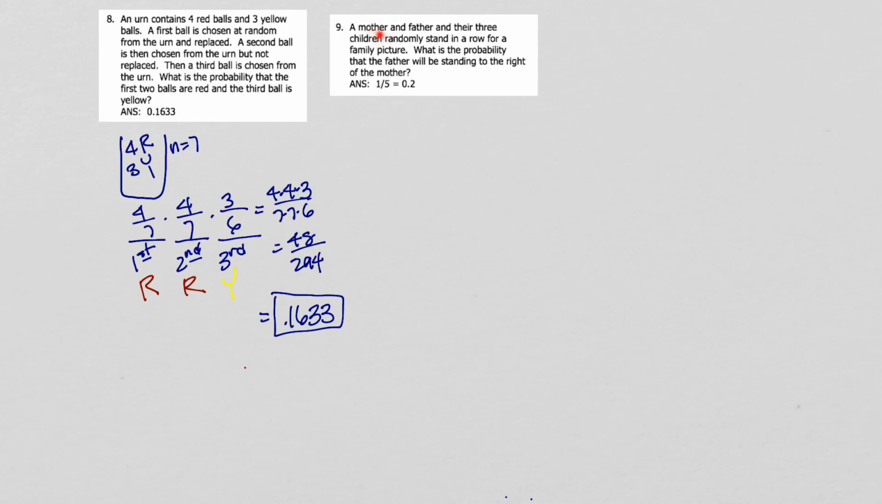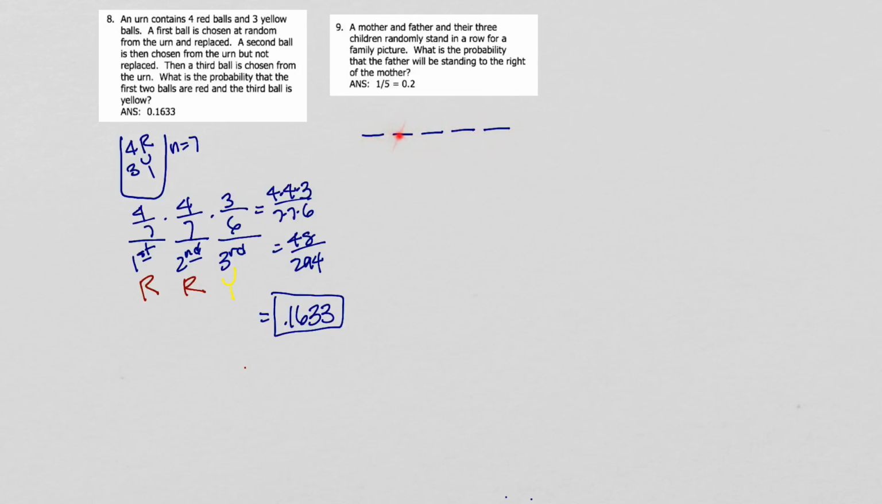Now, in 9, we have a mother and a father, and there are 3 kids, and they're randomly standing in a row for a photograph. What's the probability that the father will be standing to the right of the mother? So let's see how this can happen. We've got our 5 people here, and what we want is the father to the right of the mother.